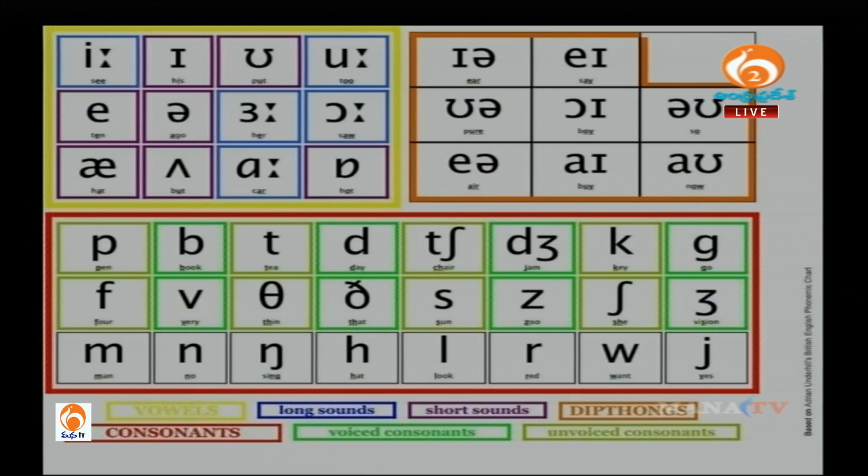For the sake of practice, once again, I would recommend you practice along with me, looking at the same slide that we are at. Consonant sounds P, B, T, D, Ch, J, K, G, F, V, Th, D, S, Z, Sh, J, M, N, N, H, L, R, W, and Y.